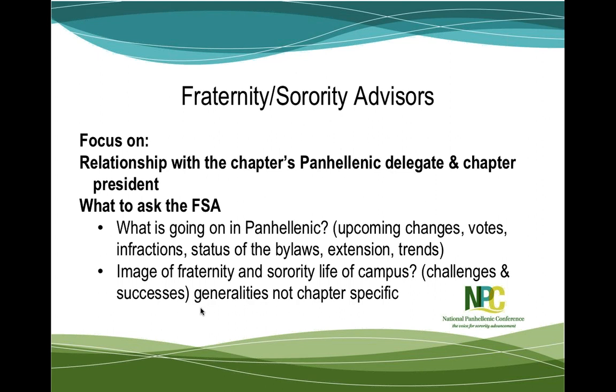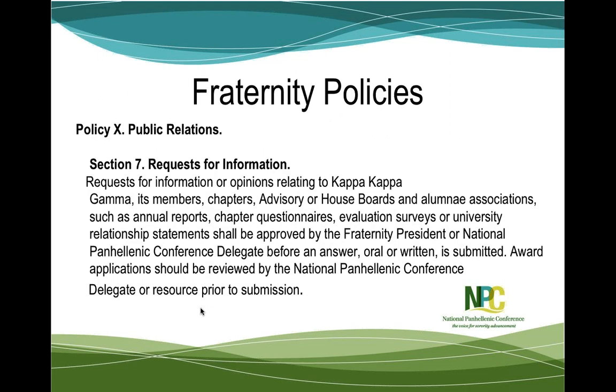Finally, in meeting with your chapter advisors, talking about the College Panhellenic, chapter advisors should also be kept in the loop about business and changes within the Panhellenic, and they should also be in communication with the FSA. The FSA should be ideally hosting roundtable meetings, just like the undergraduates should be, to encourage communication and collaboration among chapter advisors to discuss important business and again votes that are taking place within Panhellenic.